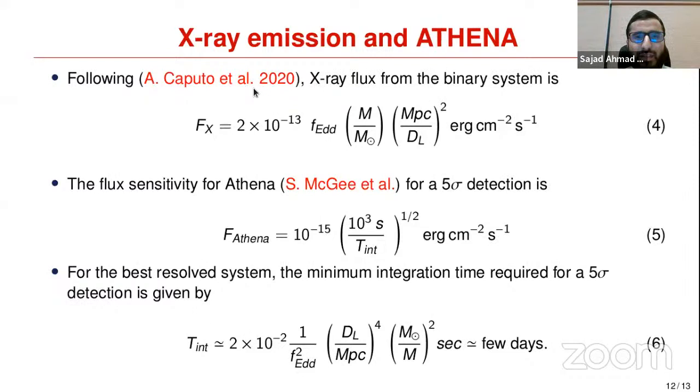Similarly, we can consider a generic case for the binary black hole, where either both the components or the remnant, through accretion, can emit in the X-ray domain. The flux emitted is given by this equation, and the flux sensitivity for Athena for a 5 sigma detection is given by this, where T is the time of integration. For the best resolved system, the required time is around a few days. So in an integration time of a few days, this best resolved system, which is 1000 solar mass, can be detected with Athena, provided we have the good sky localization given by LISA.